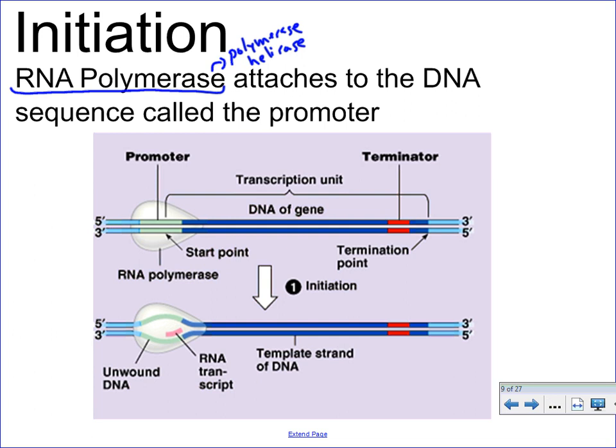It will attach to the DNA sequence at a location referred to as the promoter. So there is a region of DNA that will allow the RNA polymerase to attach. It will tell the RNA polymerase this is a gene that needs to be transcribed.